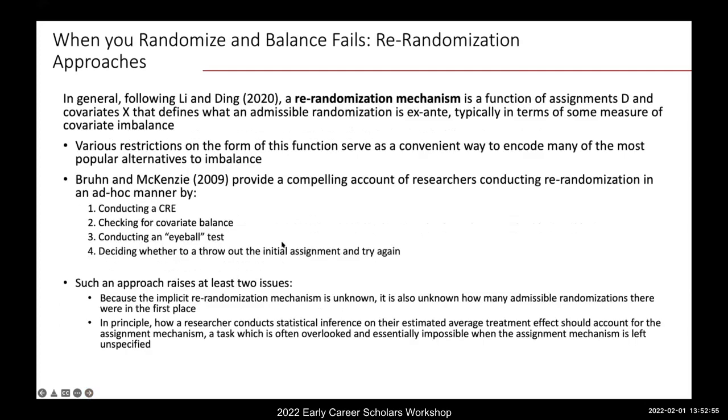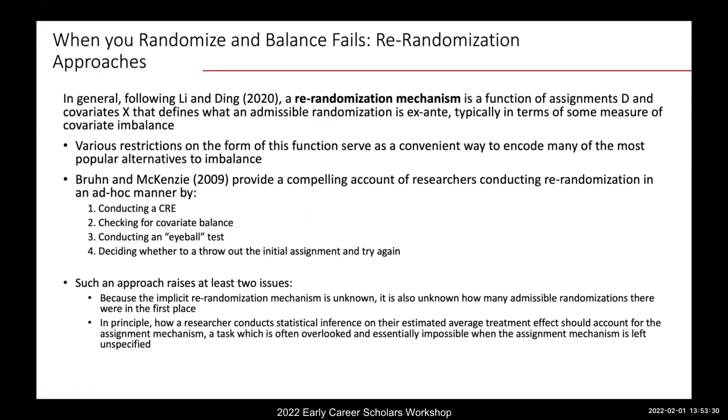Okay. So now what do you do if you randomize and balance fails? That means you have randomized and then you check pre-treatment balance, and you figure out that out of your 10 covariates, 8 are not balanced, and the treatment group is statistically different from the control group in those aspects. We can talk about re-randomization.